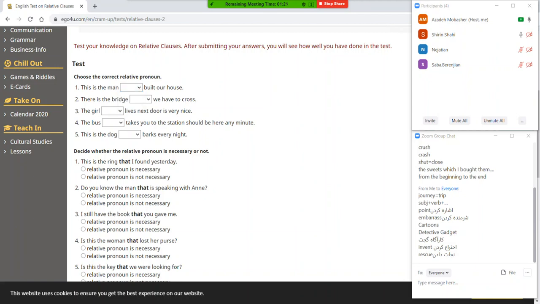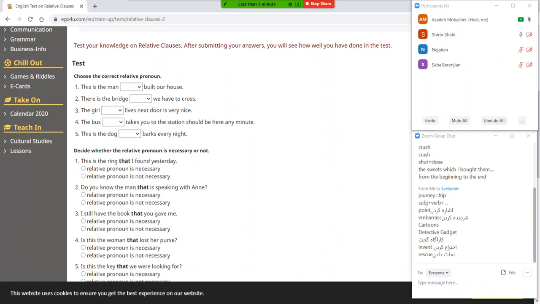Number one. This is the man who built our house. Yes. There is the bridge which we have to cross. The girl who lives next door is very nice. Yes. The bus which takes you to the station should be here any minute. Yes. This is the dog which barks every night.